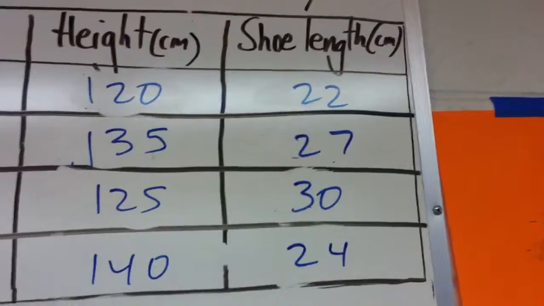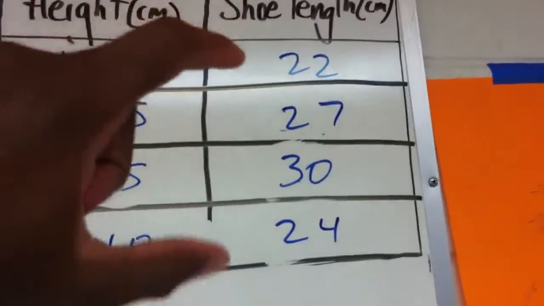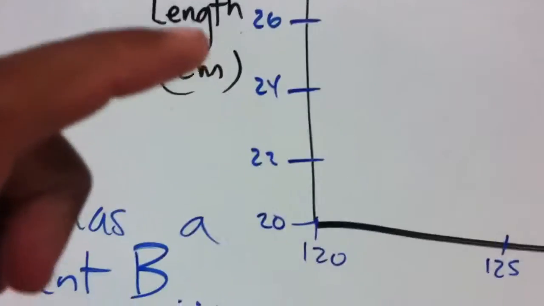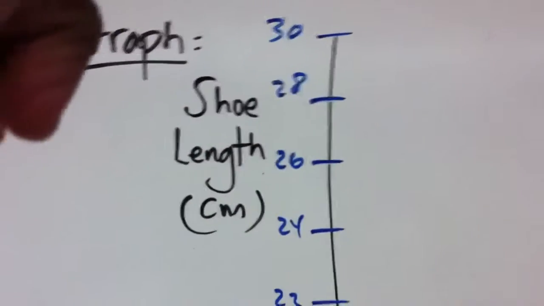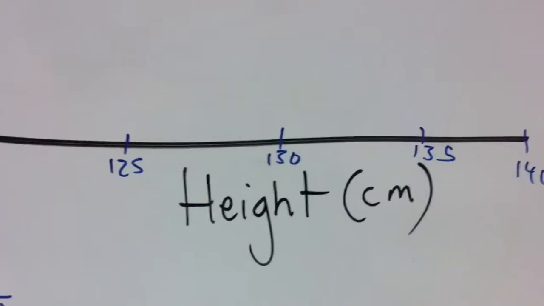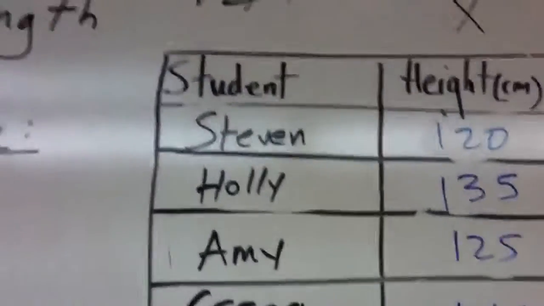The same for shoe length. It's only going from 20 to 30, so guess what? So is my y-axis on this graph. Shoe length's on the y, height is on the x. And you'll see that each individual student is going to be 1 point on that graph.